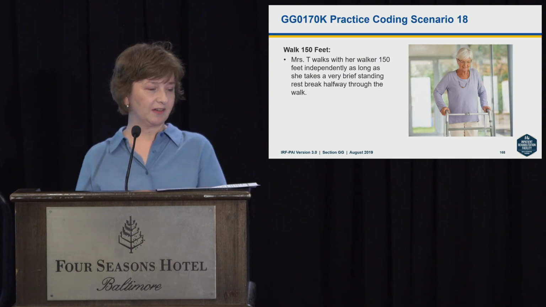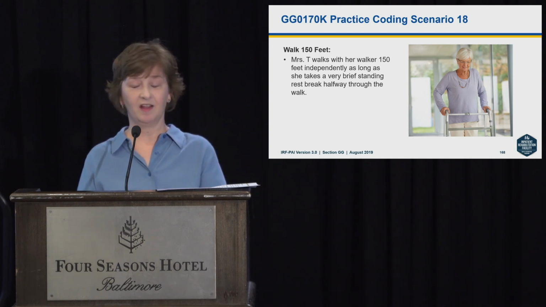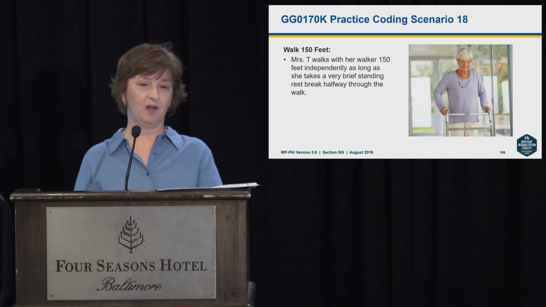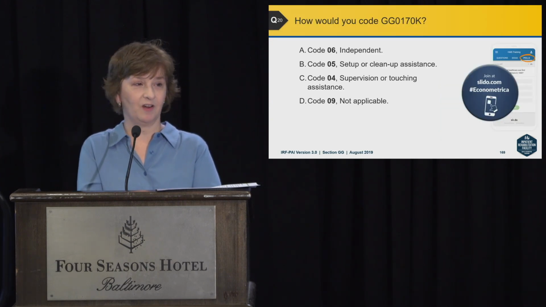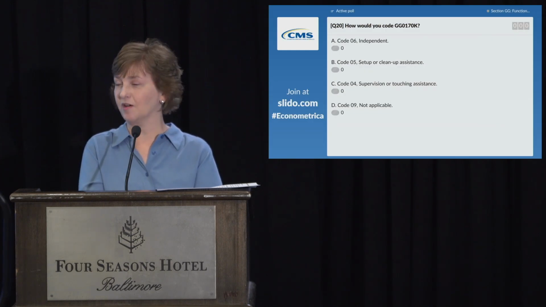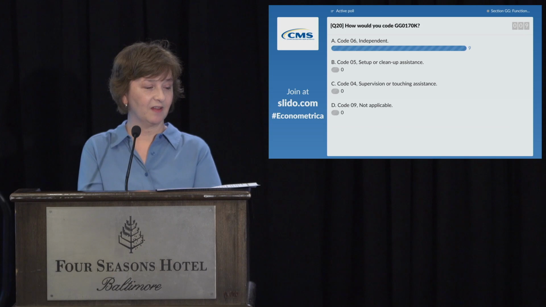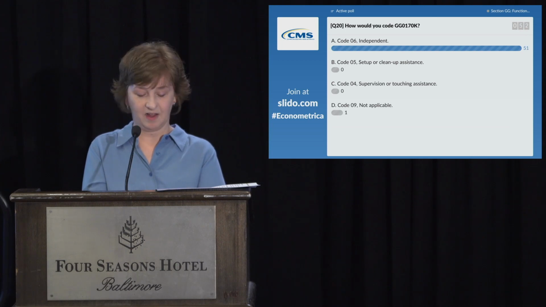So we have another practice scenario here. Ms. T walks with her walker 150 feet independently as long as she takes very brief standing rest breaks halfway through the walk. How would you code Mrs. T? Your options are 06, independent, 05, she requires setup or cleanup assistance, 04, supervision or touching assistance, or 09, the item is not applicable for this individual.